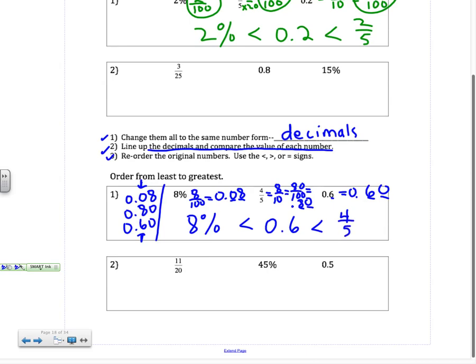Okay, I'm going to stop here. You guys try number 2 on your own. Come back with any questions. And the sugar gliders are going to say goodbye.